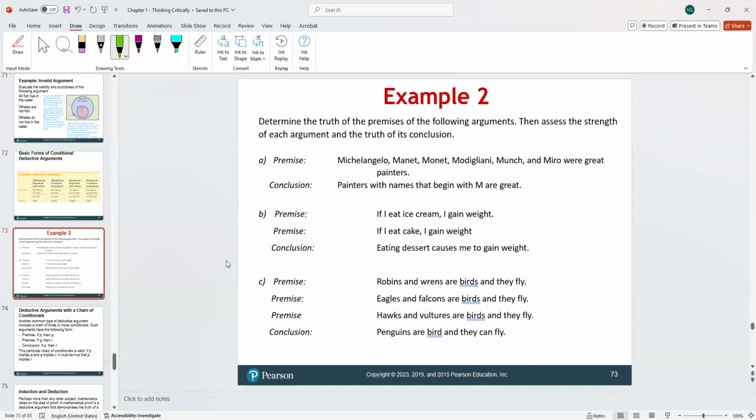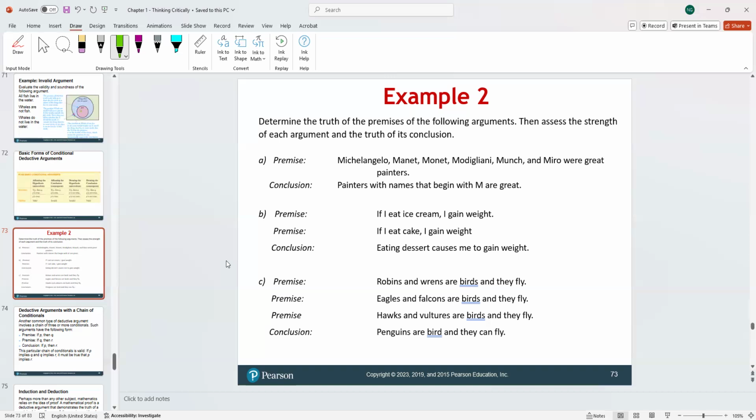So, painters whose names begin with M are the greatest. I know so many painters whose names start with M, but they are not good at all, right? I don't want to state names, but it's not true. The premises are true, because all those names are famous. If you like art, you must know these names. All start with the letter M and they are great.